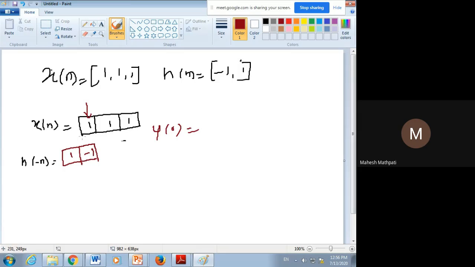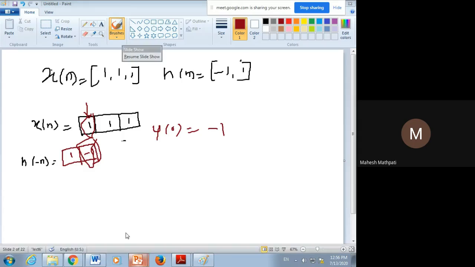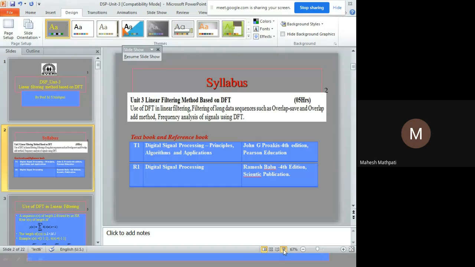Because this point is multiplied with this, right? So this is multiplied with this, so the value will be -1. Getting this? This is the graphical representation of what we are doing. Any confusion here? No, sir. Next, we keep shifting this. Likewise he has explained here nicely. So hope you have understood the diagram.